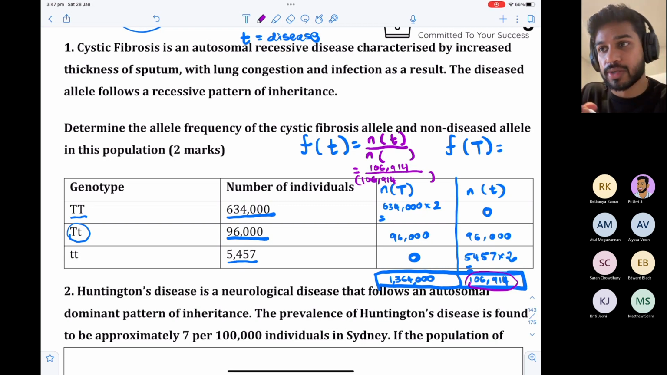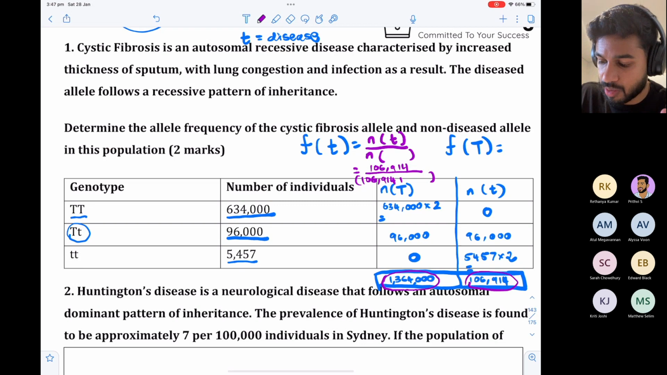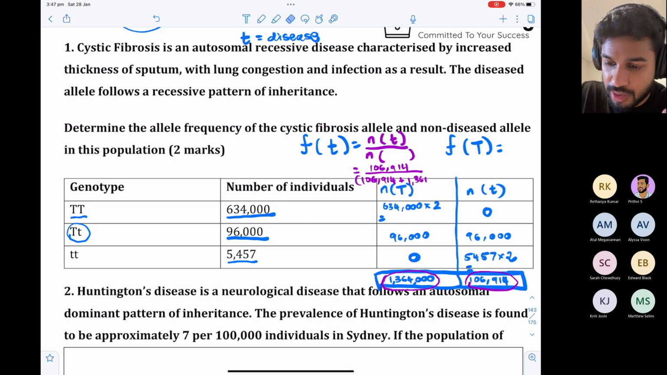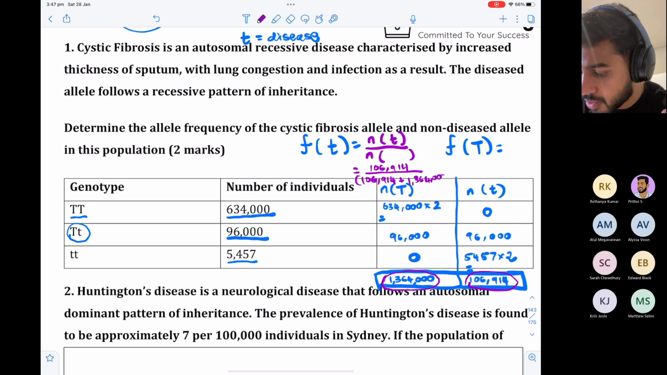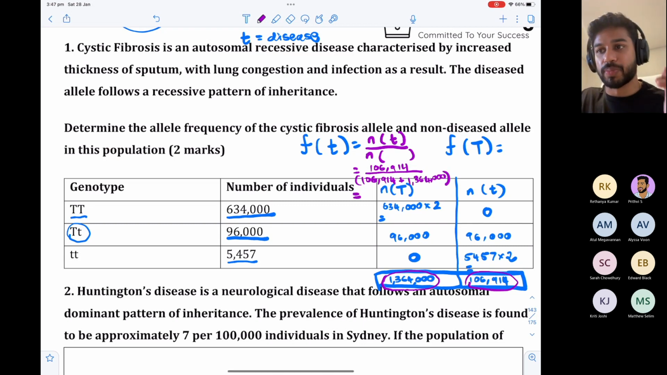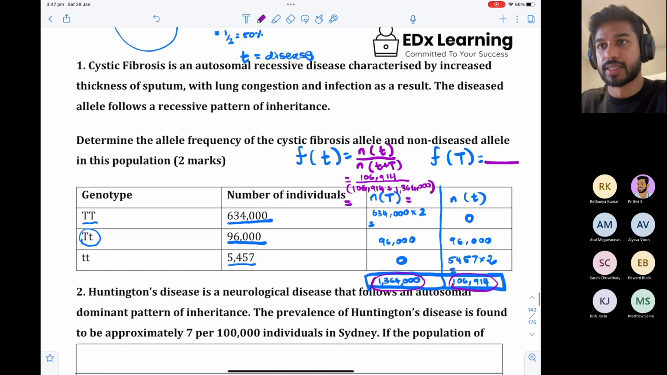The total number of letters is equal to 106,914, which is the total number of times little t appeared, plus the total number of times big T appeared, which is going to be plus 1,364,000. Write this a bit neater for us. And whatever you get there is your percentage frequency. That's it. So can someone tell me what is the percentage frequency of the little t allele? And someone else do the same for the other. For big T, what is the allele frequency of big T?